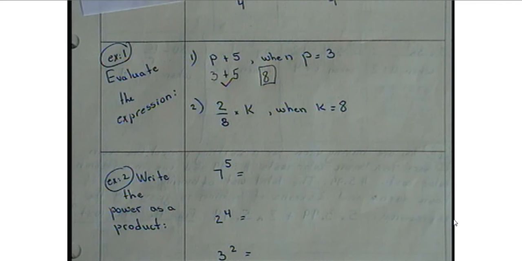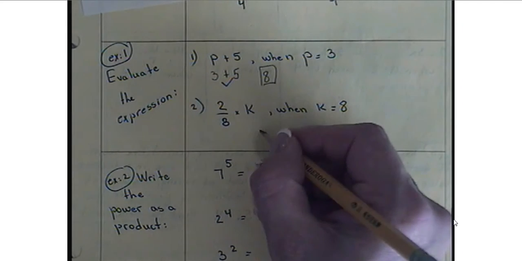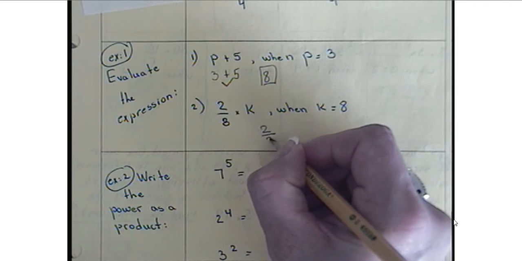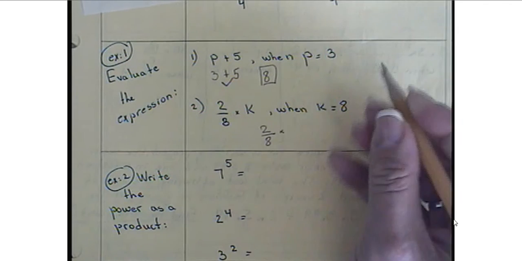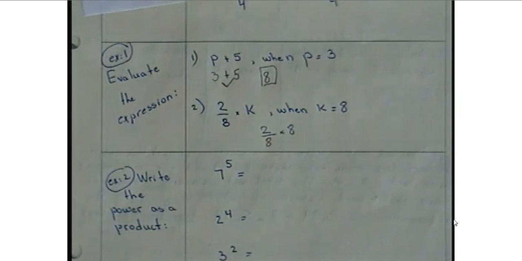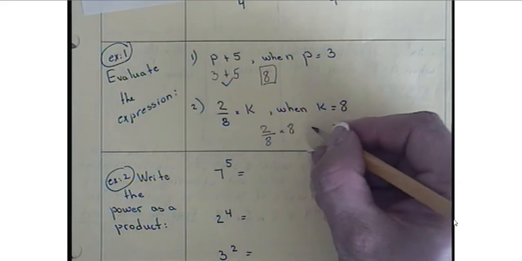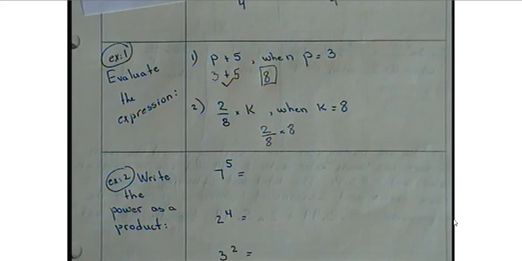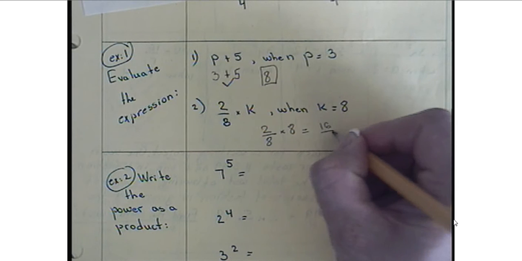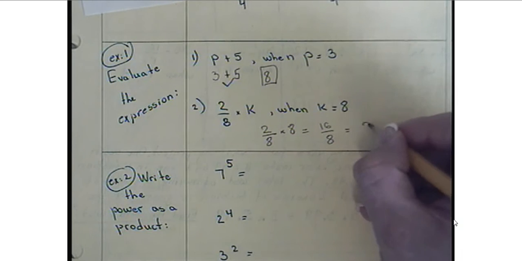Next one, we have 2 over 8 times k. I'm going to substitute k with the number 8, but first I will begin with the fraction 2 over 8 times 8. So 2 over 8 times 8 is equal to 16 over 8, which is just 2.